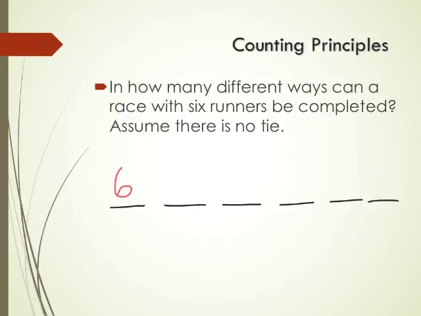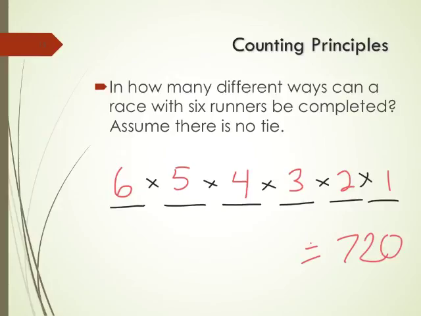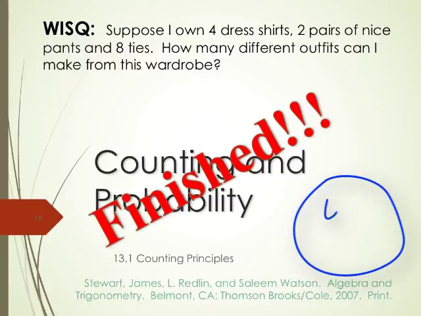Once they've gotten first place, though, that's their spot. They're not going to be second, third, or fourth, which means they're not available to be second. And then once those 2 have been chosen, they're not available to be third. And once those 3 are chosen, they're not available to be fourth, and so on with the lesser ones. So here is the number of possible ways that our race could be completed, which happens to be 720 possible outcomes. And congratulations, we have reached the end.